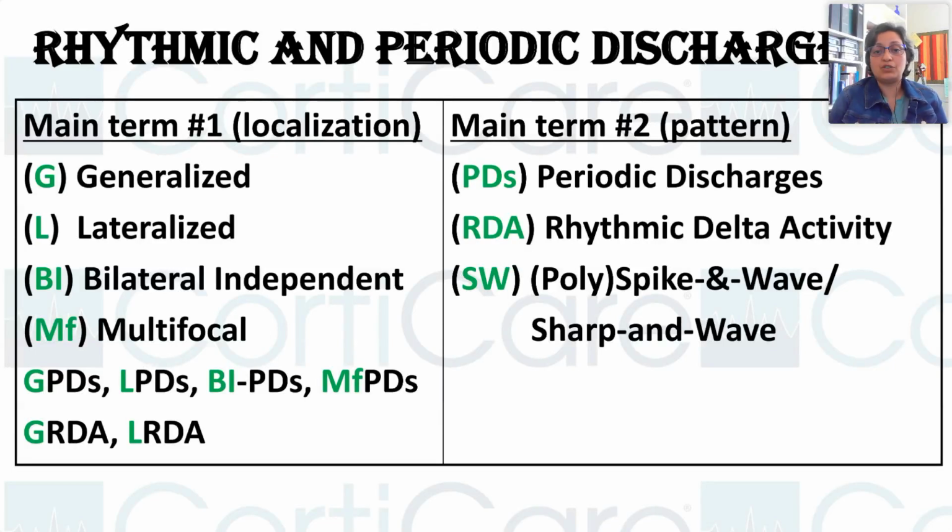Then we have based on the pattern. What kind of a pattern are we seeing? Are those periodic discharges? Is this a rhythmic delta activity? Or those are spike wave or polyspike wave? So you combine main term 1 and main term 2 to define your rhythmic and periodic discharges.